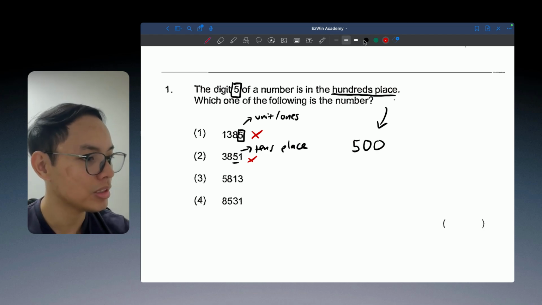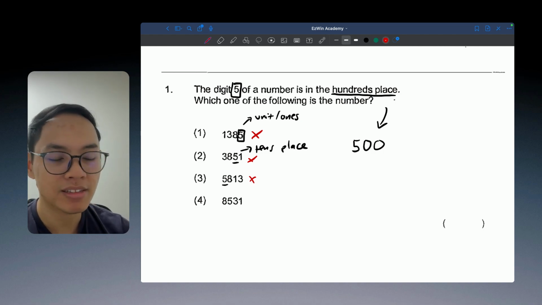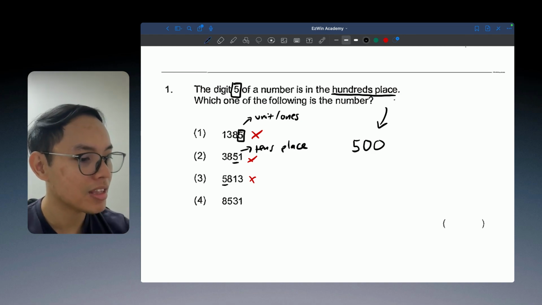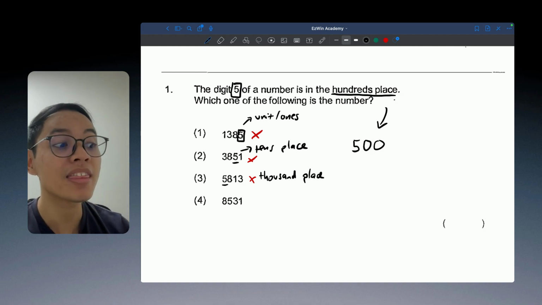Okay, so let's move on to the third answer. Let's see if the third answer is the correct answer. So it says here 5,813. So we know there is a digit 5 over here. But is it in the hundreds place? No, it's not. So this is wrong. And what place is this digit 5 in this 5,813 number? It should be the thousands place, right? Because when we pronounce the number it is 5,000.